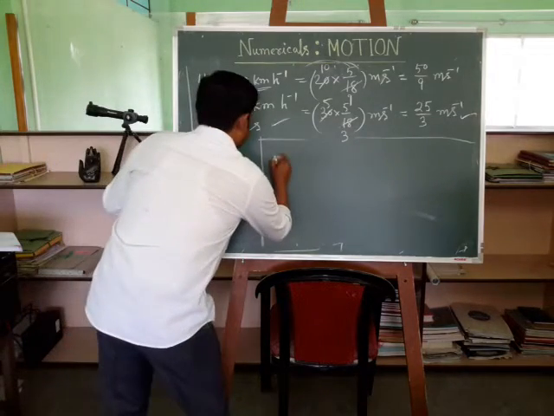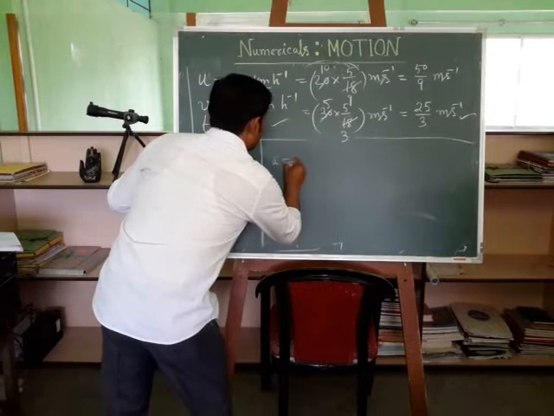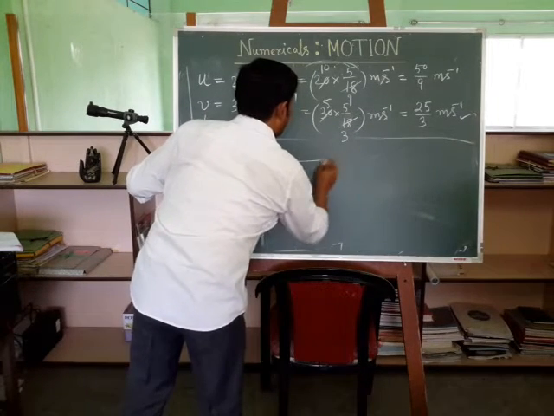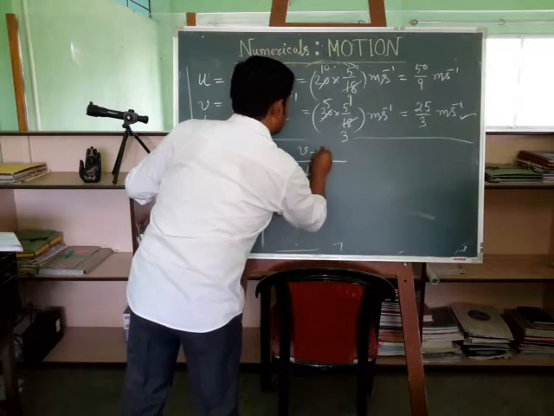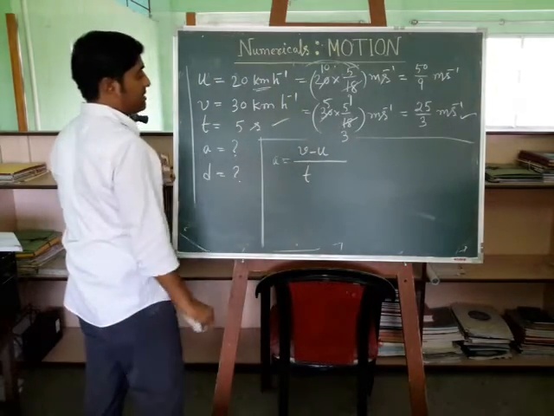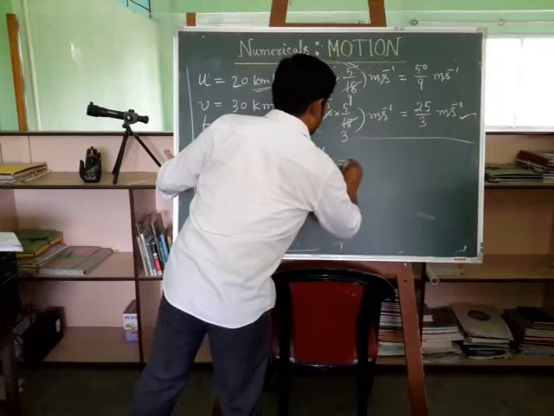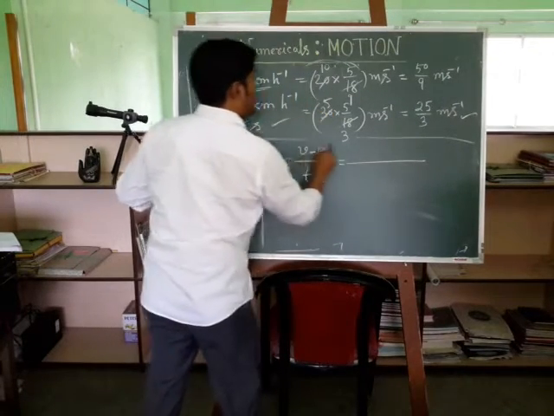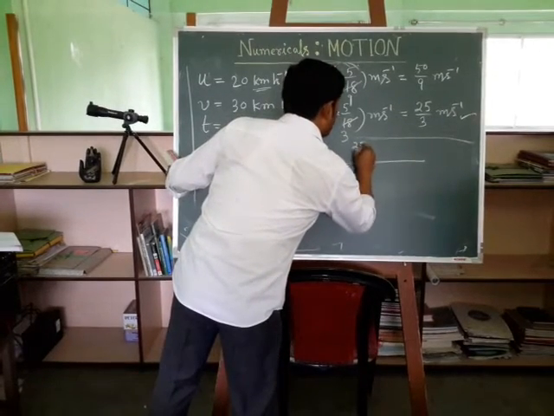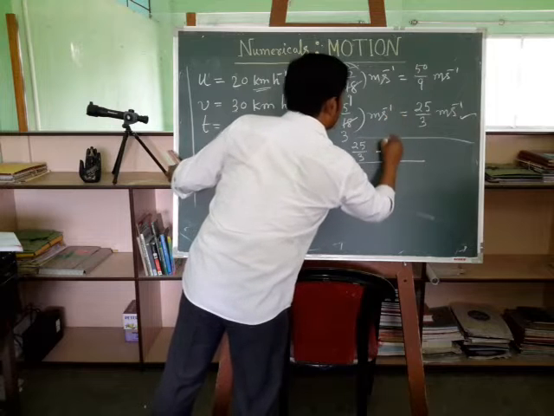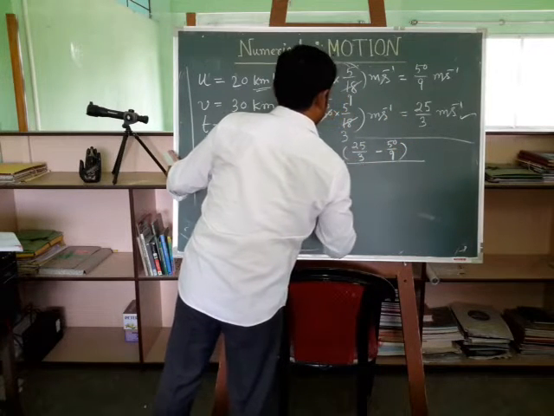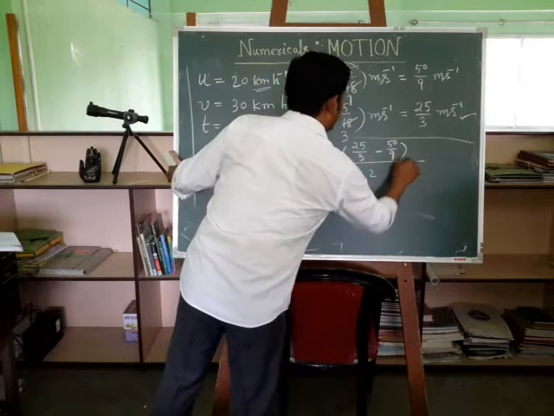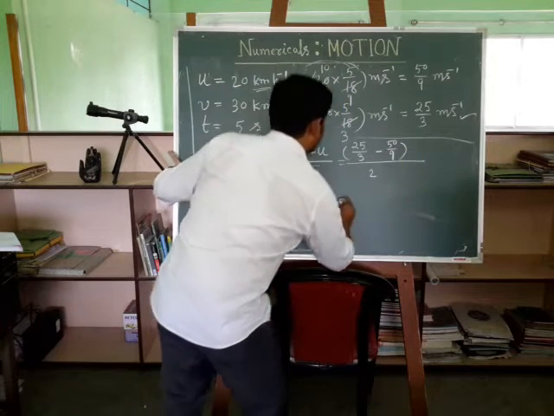By definition of acceleration, that is what? Change in velocity over time taken. So what is the change in velocity? Final velocity minus initial velocity over time. So what is that? Final velocity is 25 upon 3. Initial was 50 upon 9. Okay, and time is 2. I am not writing the units here because you are already in SI unit.